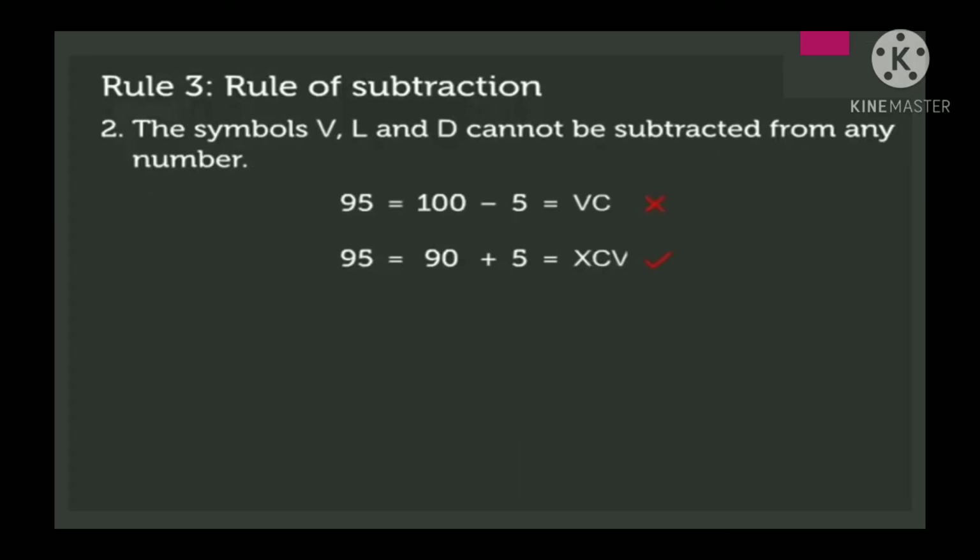Now the second of third rule, the symbols V, L and D cannot be subtracted from any number. For example, 95 cannot be written as 100 minus 5, which is equal to VC. But 95 should be written as 90 plus 5, which is equal to XCV.